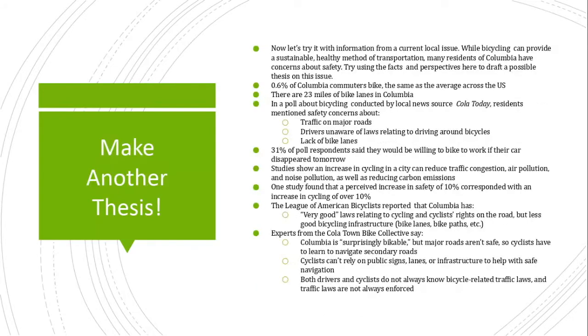All right, so this is more of a research-based example, and it's about bicycling in the city of Columbia. So the basic situation is bicycling can provide a sustainable and healthy method of transportation, but many residents of Columbia have concerns about safety, and that may be one reason they don't try bicycling to commute to work or school. And so here's a number of different facts and different perspectives about the issue.